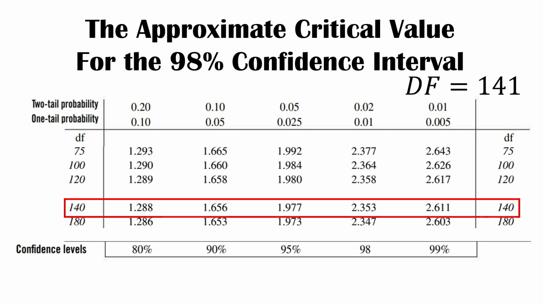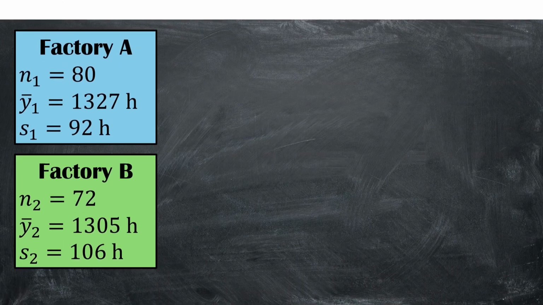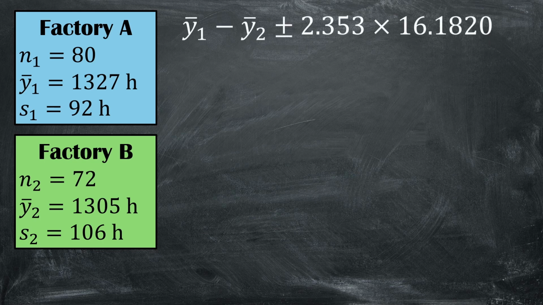Degrees of freedom is 141, and so we're going to use 140. 98% confidence interval, you can see the critical value is 2.353. So what do we have so far? We have our critical value, and we have our measure of uncertainty. Starting from here, pause the video and go ahead and complete the calculation. Calculate the lower and upper bound of this confidence interval. Pause the video now.